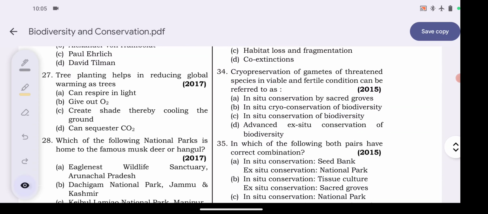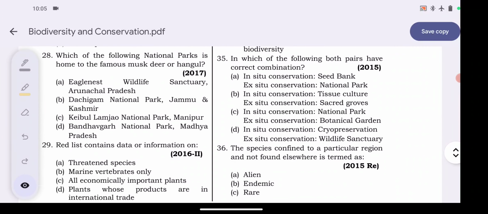Next, question number 35. In which of the following pairs is the combination correct? Option A, in situ seed bank, ex situ national park. Option B, in situ tissue culture, ex situ sacred groves. Option C, in situ national park, ex situ botanical garden. Option D, in situ cryopreservation and ex situ wildlife sanctuary. So here the answer will be option C, that is in situ national park, ex situ botanical garden.